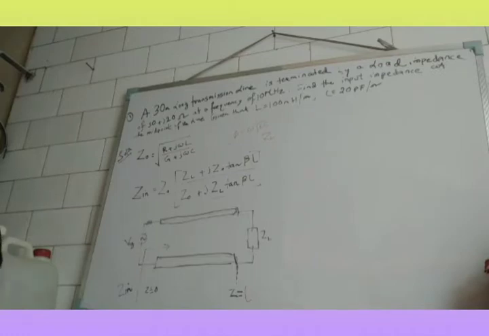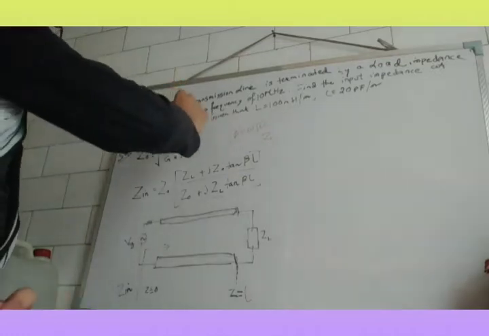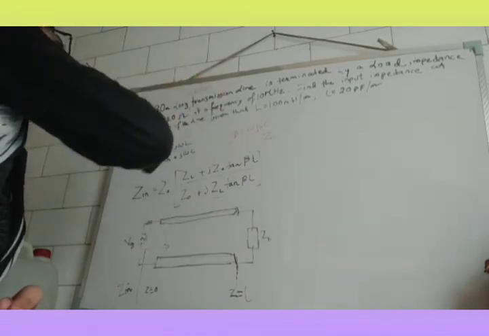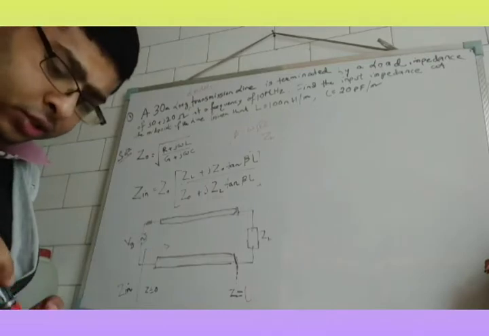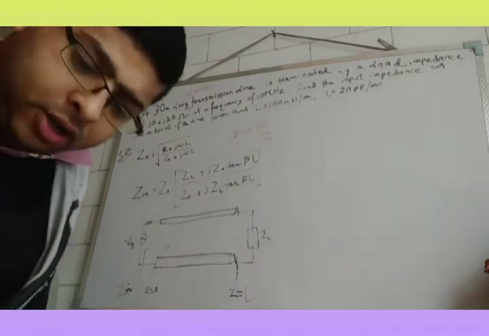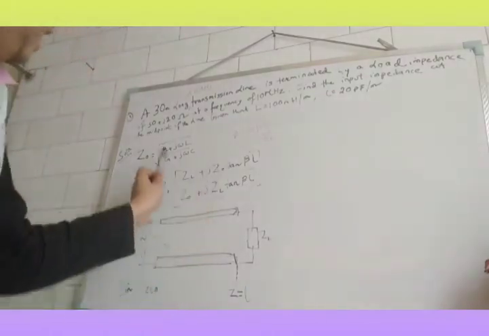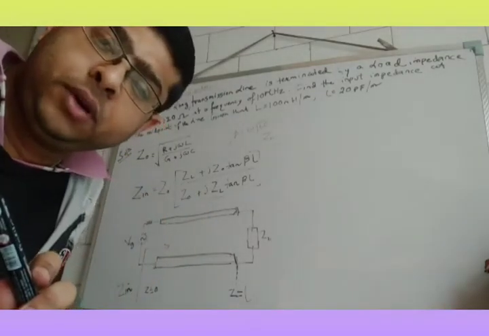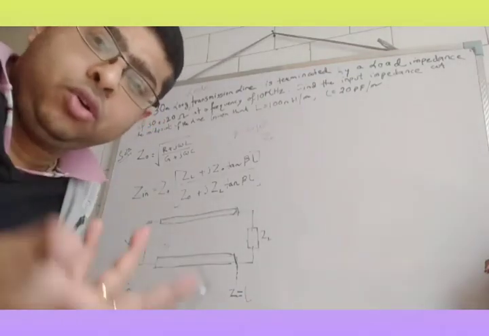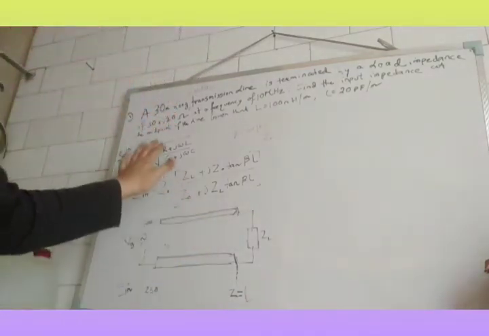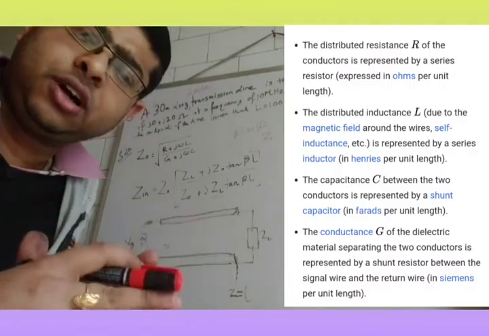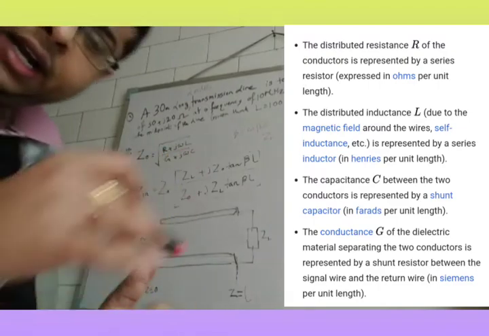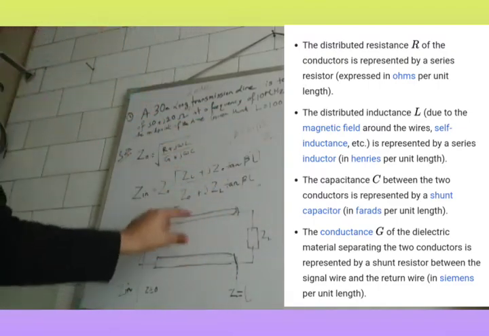Remember one thing, I missed a point here: a 30 meter long lossless transmission line. So this is the problem, lossless. As you know, for a lossless transmission line, R and G, the resistance and the conductance, both will be 0. That means there is no loss in the transmission line. These basically give some voltage drop or the leakage current. Leakage current is the current in the dielectric between these two conductors.